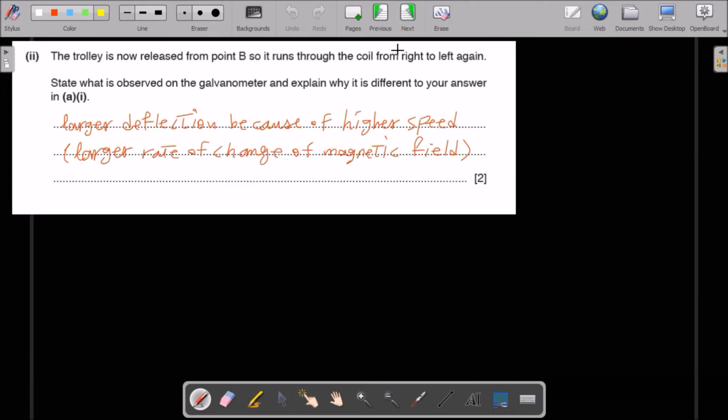So you can write larger deflection because of higher speed, and you know that a larger rate of change of magnetic field causes more induced current, or you can write voltage. So you can get 2 marks for this part.